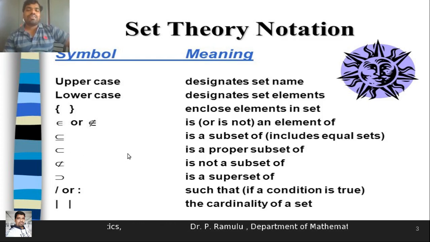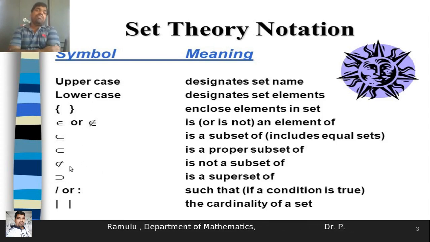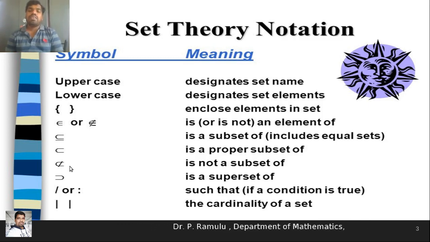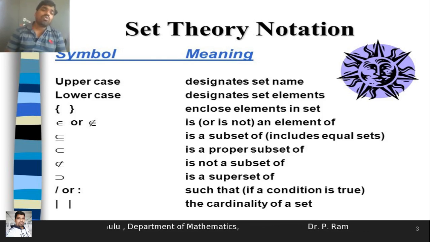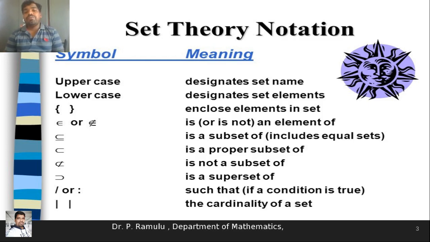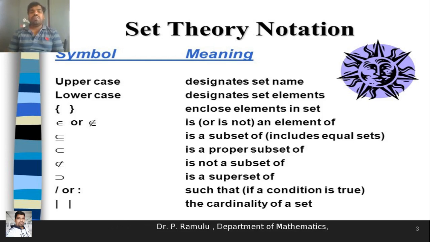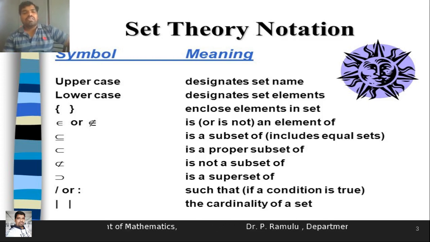Does not subset of any set. This symbol is does not subset. If I take A is equal to {1, 2, 3, 4, 5}, B is equal to {6, 7, 8, 9, 10}, in this case, what happened? A does not contain any element of B, and B also does not contain any element of A. Here, we may write A is not a subset of B and B is not a subset of A. We may write any symbol.